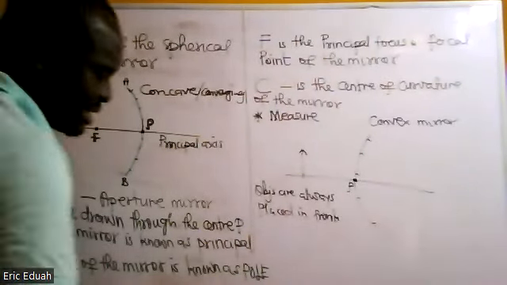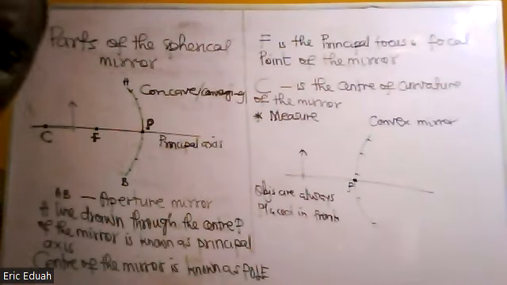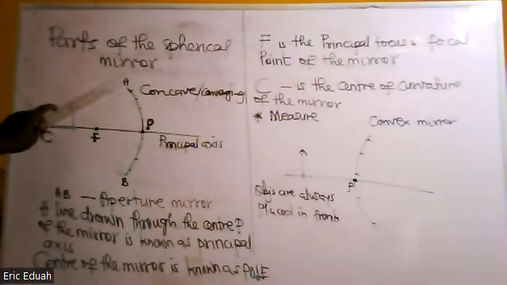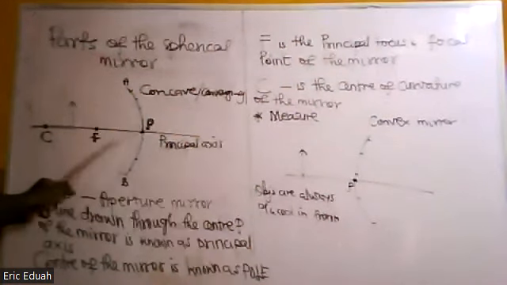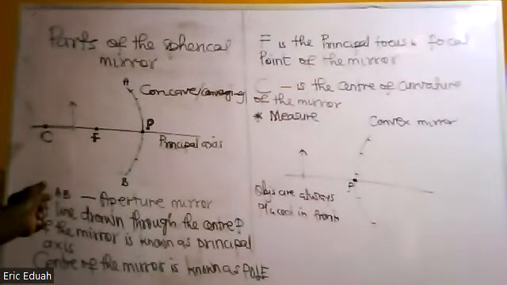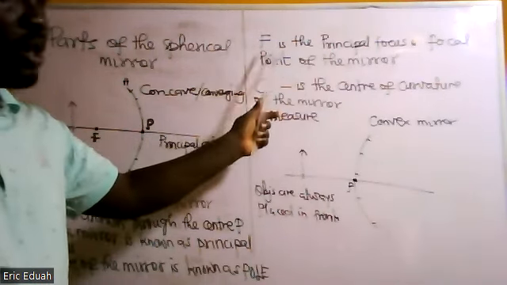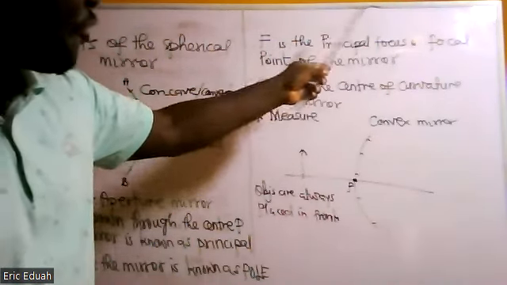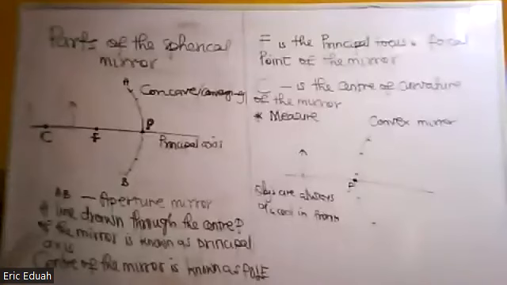Now let's look at what we mean by these points. AB is the width of the mirror, which we also call the aperture of the mirror. Then the center of the mirror is the pole. The principal axis divides the mirror into two equal parts. Now there is this point F, which is known as the principal focus or the focal point of the mirror. Now let's understand what we mean by the principal focus.